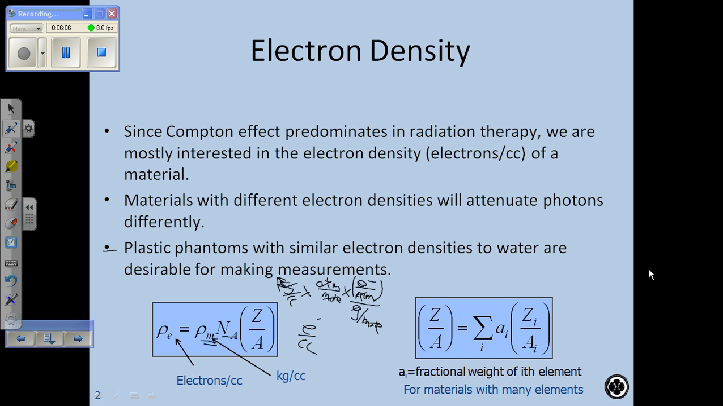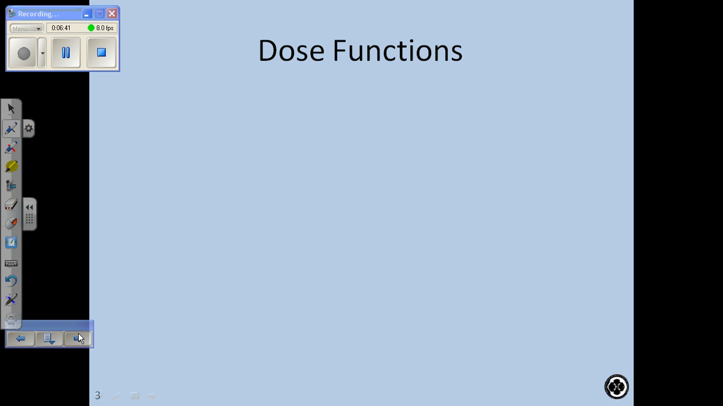All right. And then what's Z over A for a substance that's not a pure element? Then you have to figure the sum over the individual elements that make up that material. So for the electrons per cc of a plastic, you need to look at all the elements within that plastic, and take the Z over A of the ith element times the weighting factor of how much of that element is in there, add them all up, and you get the Z over A. Then you can use that for a compound material, solid water, for example. Okay, so that was just an aside on electron density.